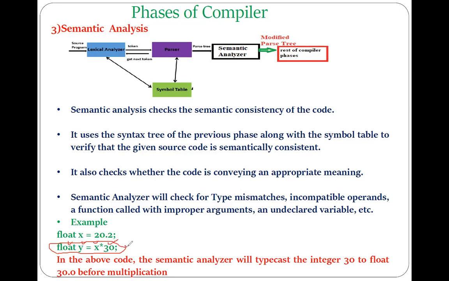It is also syntactically correct. This expression is lexically correct and syntactically correct, but it is not semantically correct. Why? Because 30 is an integer and x is a float. If this multiplication has to be done, the 30 has to be converted into 30.0, so that the data type of x and the other operand become the same.